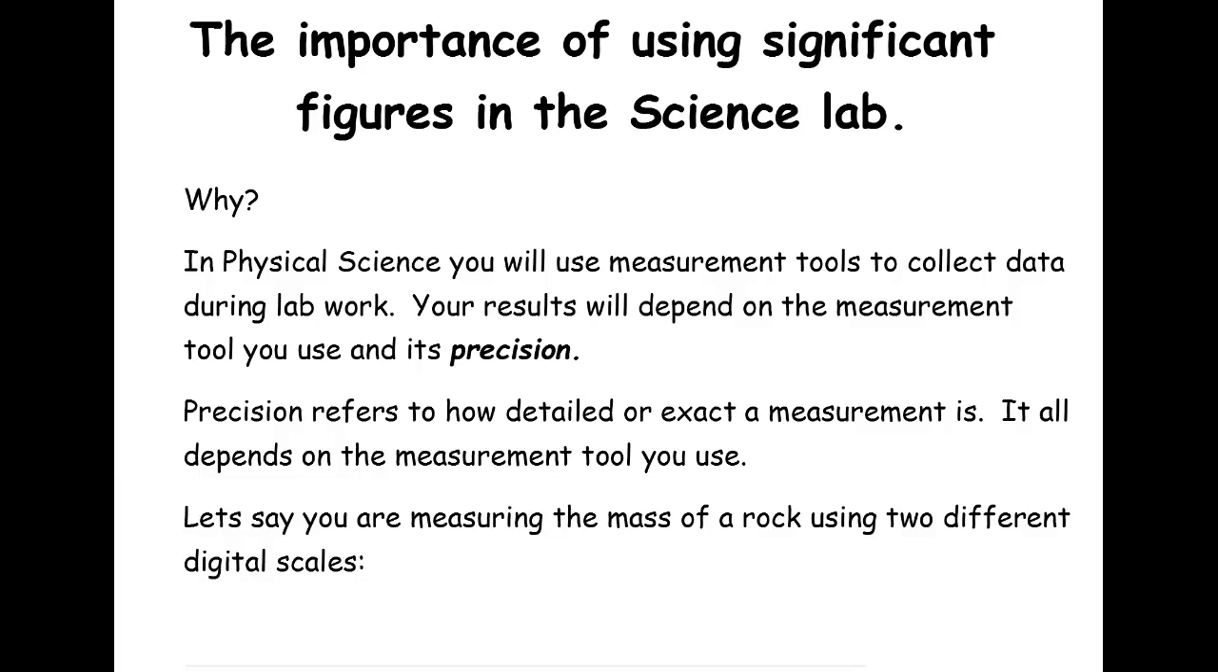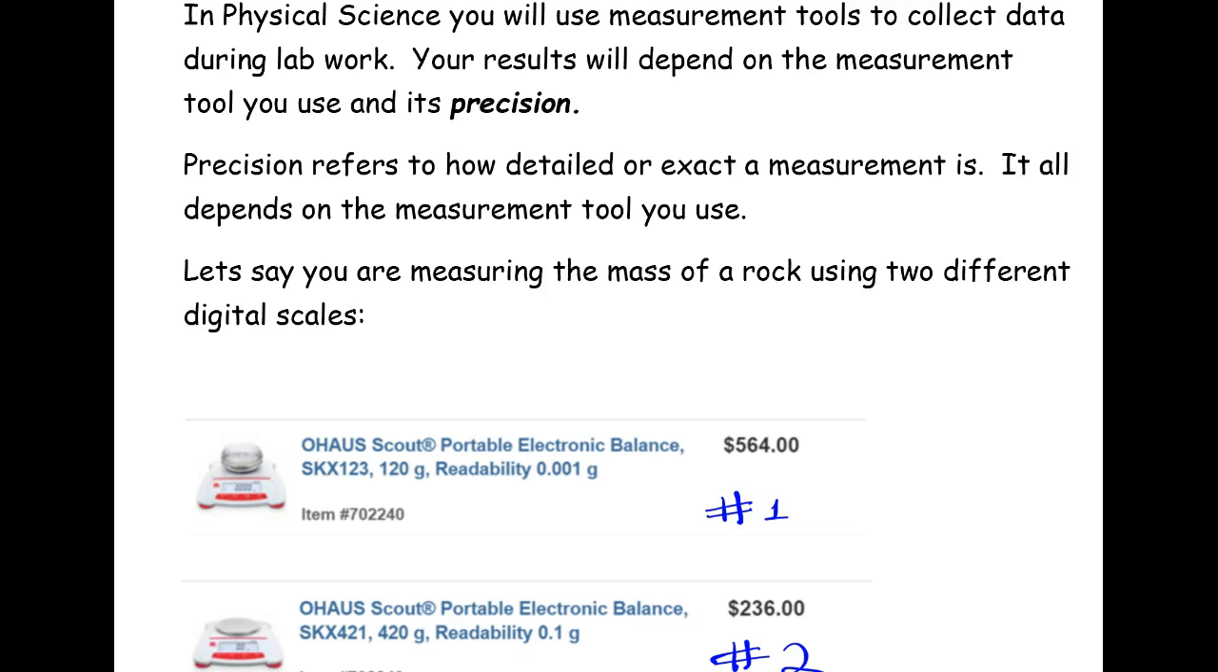Let's say you're measuring the mass of a rock using two different digital scales. Here we have two digital scales that a teacher may have bought for their class. The first one, digital scale number 1, is precise to the thousandths of a gram. And this is a more expensive scale, $564 approximately. You will find this type of scale in more of a high school setting or even a college level class.